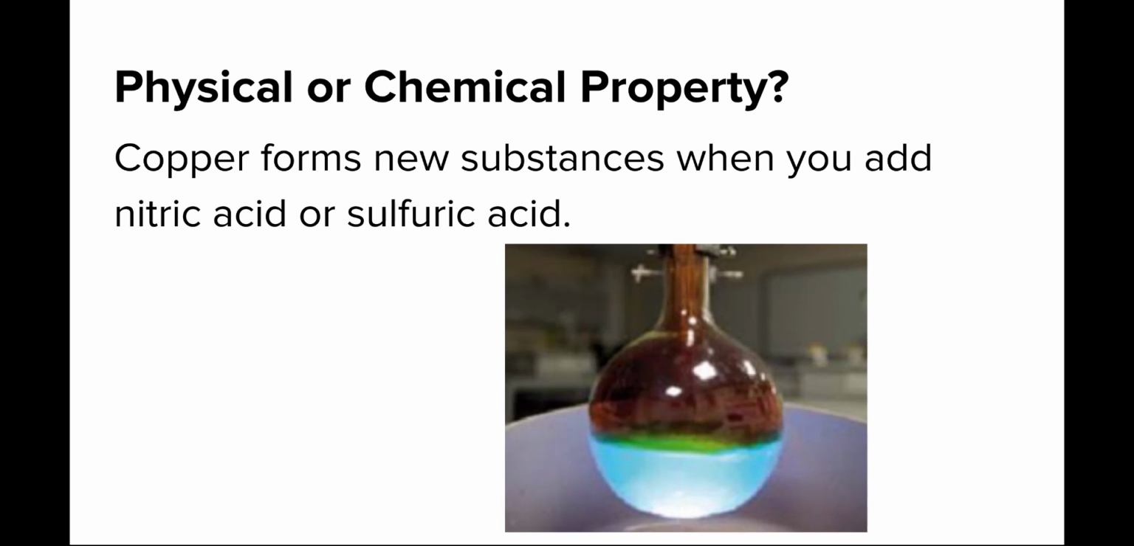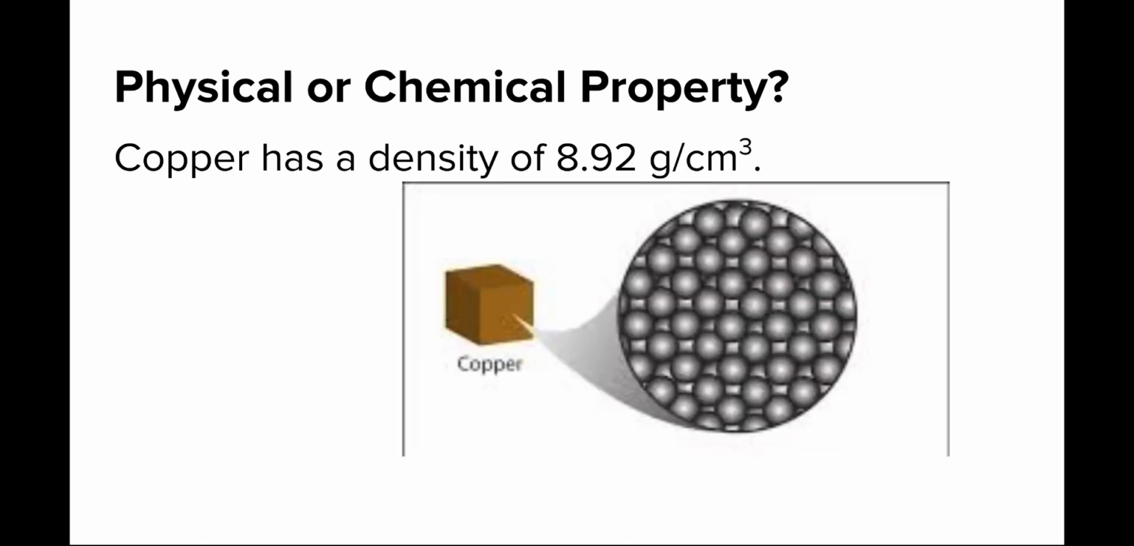Copper forms new substances when you add nitric acid or sulfuric acid. Is this a physical or chemical property? Pause the video. This is a chemical property because it's forming a new substance in order to observe this property.